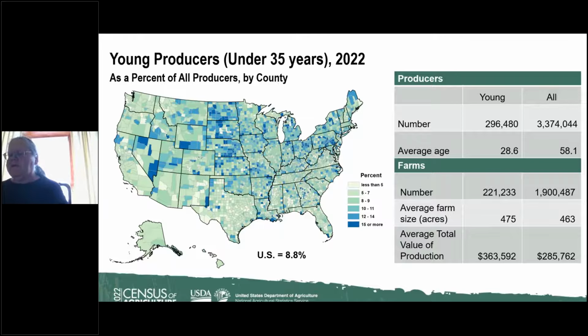Overall, about 9% of producers are considered young. One important thing to note is young producers may be running their own farm, or they may be operating a farm with other producers. You can also see from the table on the right that the averages in terms of both dollars and acres are larger for farms with young producers than they are for farms overall. Next slide.